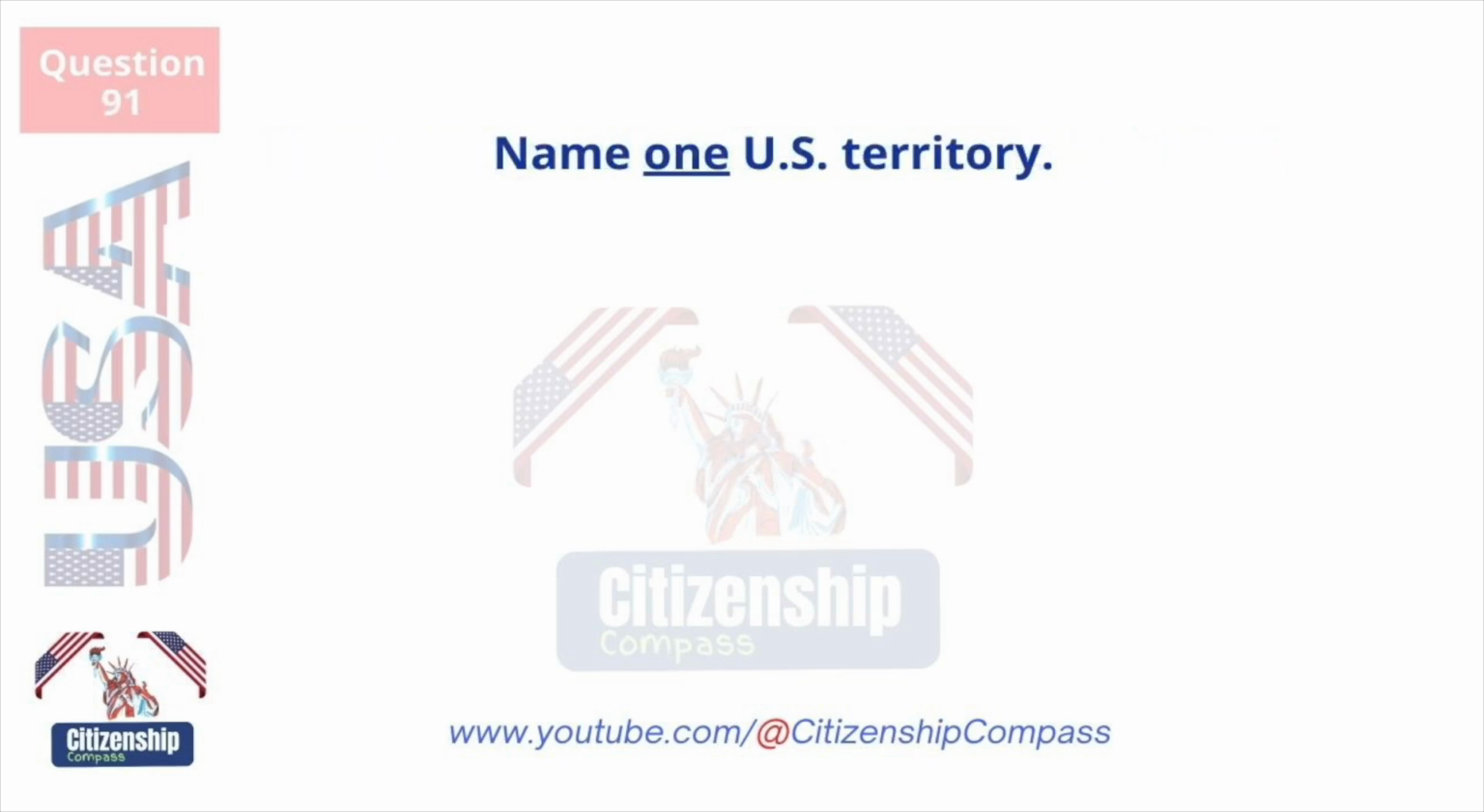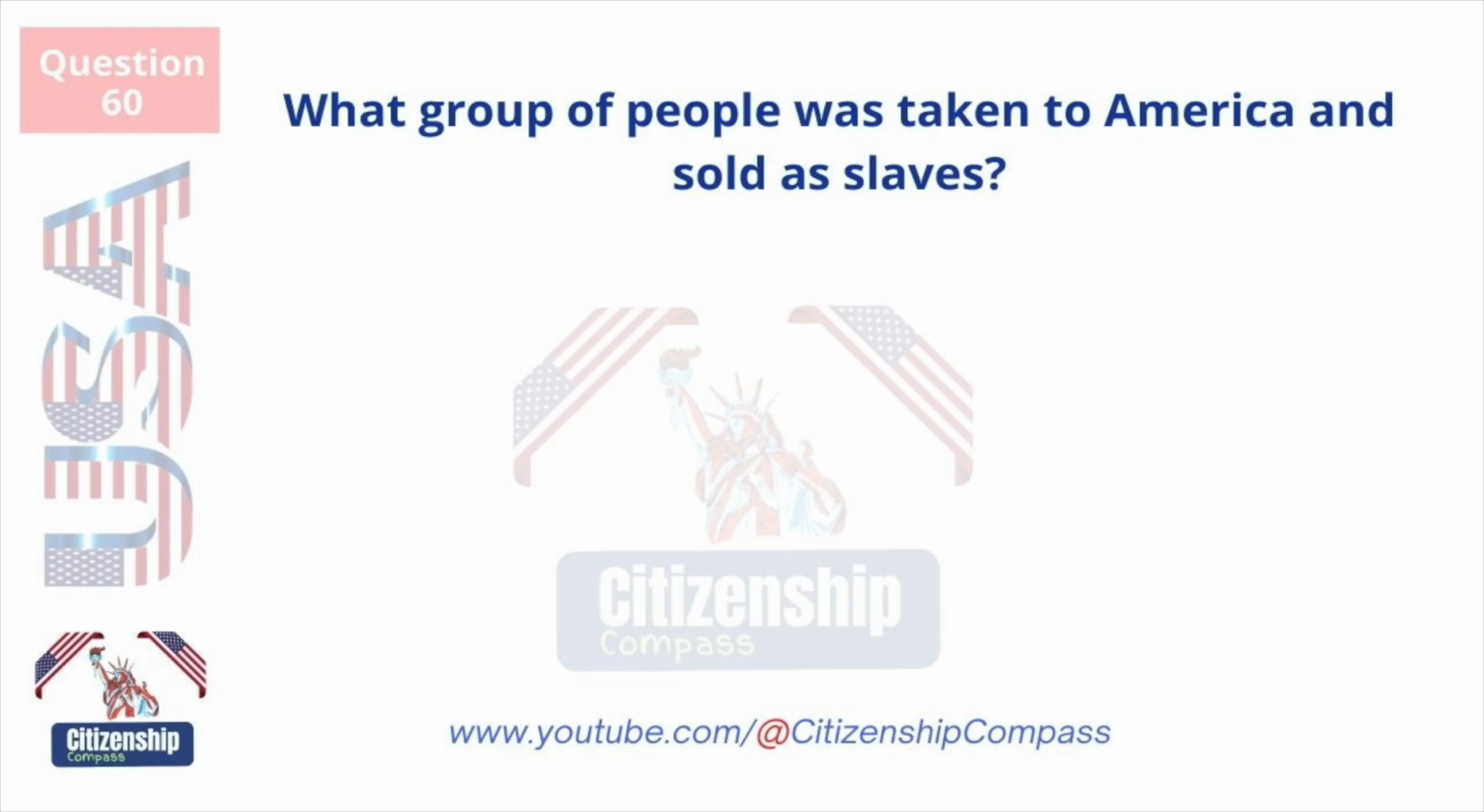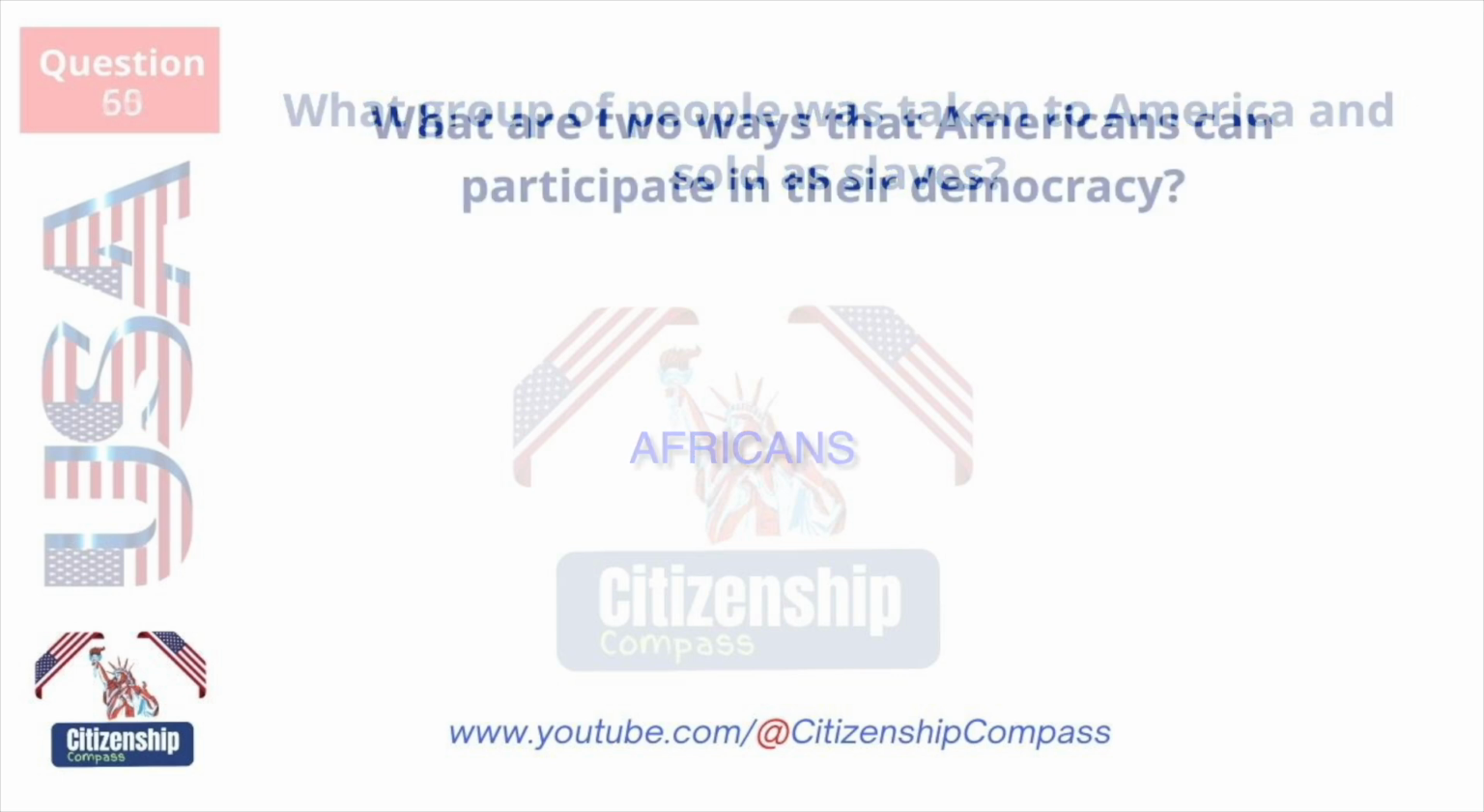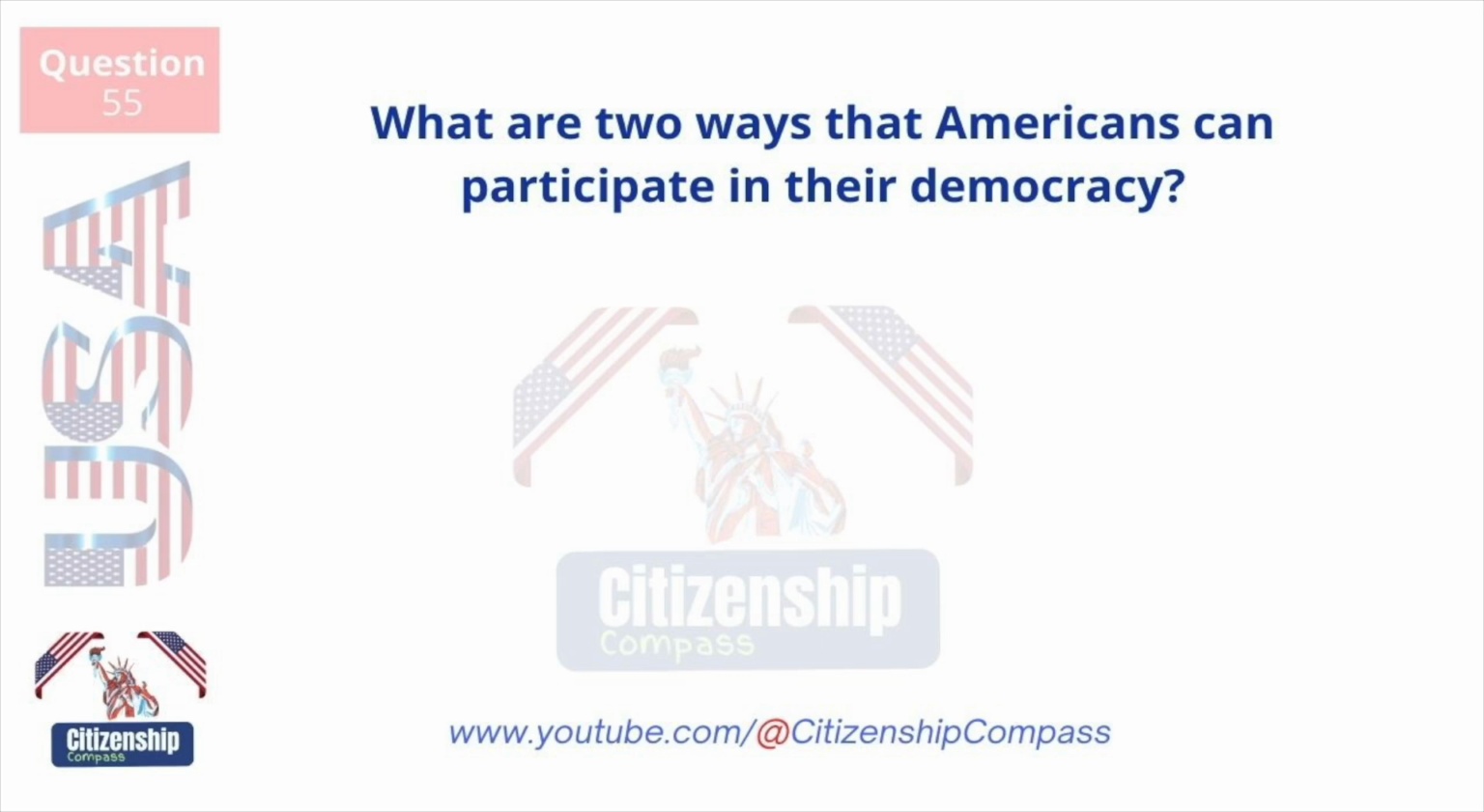Name one U.S. territory. Guam. What group of people was taken to America and sold as slaves? Africans. What are two ways that Americans can participate in their democracy? Vote. Join a political party.